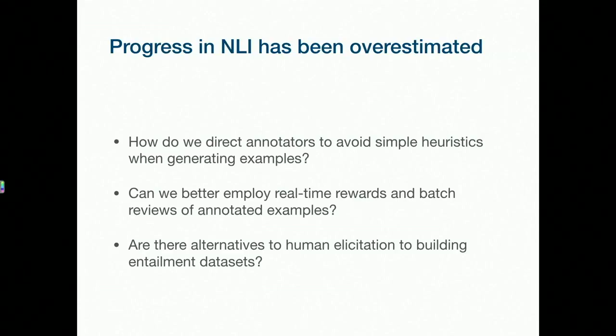Lastly, I think progress in NLI has been overestimated. I think that there are a lot of open questions that result from this work that are really focused on how we do better annotation. How can we direct annotators to avoid these simple heuristics when generating examples? Can we employ some sort of automated real-time reward system that disincentivizes using simple heuristics? Are there alternatives to elicitation that can help us build entailment data sets? I think that there are a ton more open questions, and I'd love to talk to people about it if you're interested.